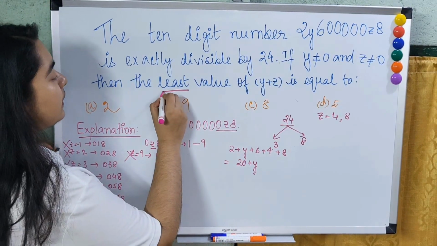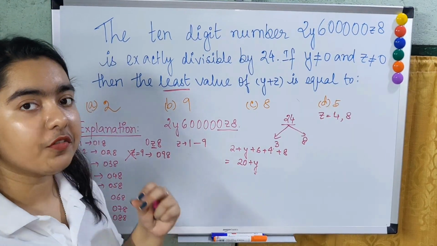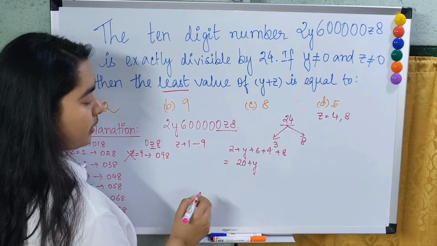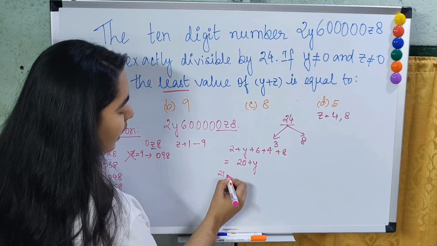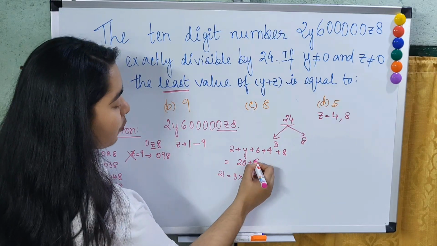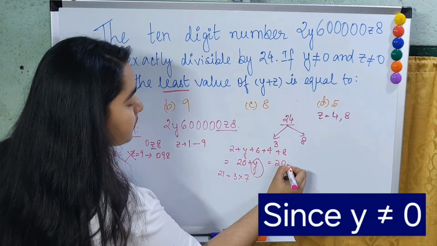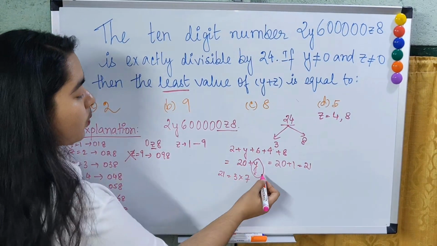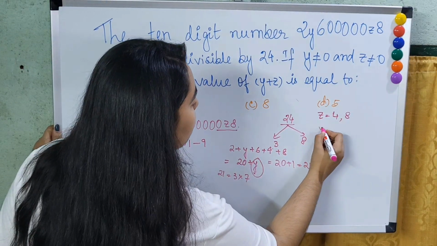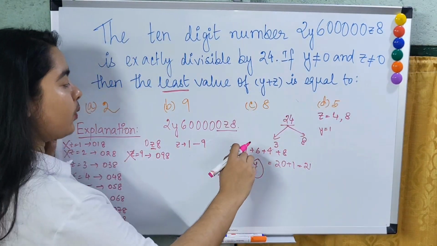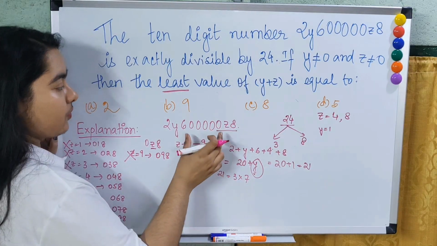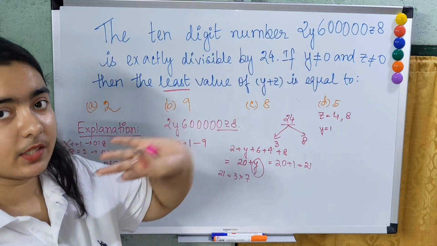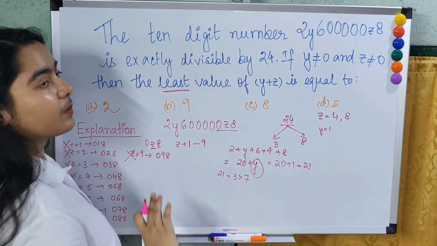Now we need to find the least value of y such that 20 plus y is divisible by 3. We know that 21 is 3 into 7. So if y is 1, then it is 21 and it is divisible by 3. So we are taking y as 1. Now if y is equal to 1, the sum of the digits of this whole number is divisible by 3. So it fulfills the criteria that this 10-digit number is exactly divisible by 24.